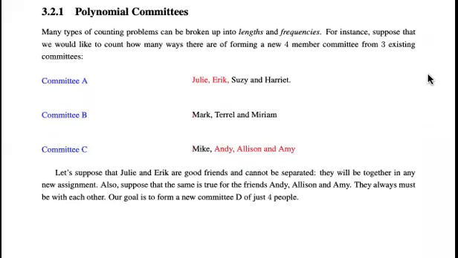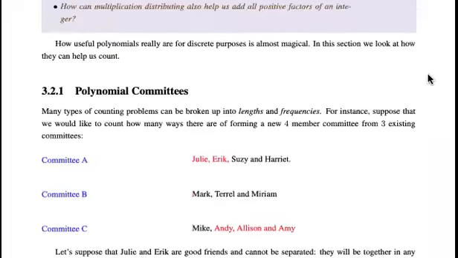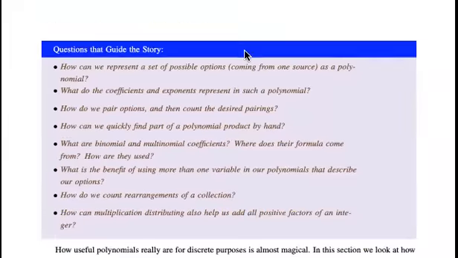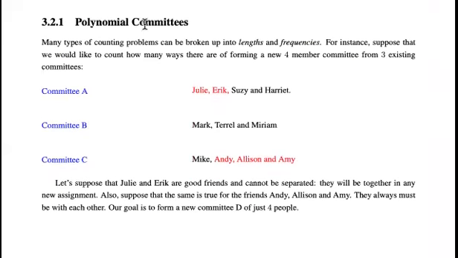What is this about? Counting polynomials. Notice it says counting, and we have polynomials. And now we have this thing with committees. What's going on? Well, we're going to use polynomials to help us count certain things. And what we're counting, at least in this example, is how many ways there are of forming a new committee, D, from these committees based upon certain criteria.